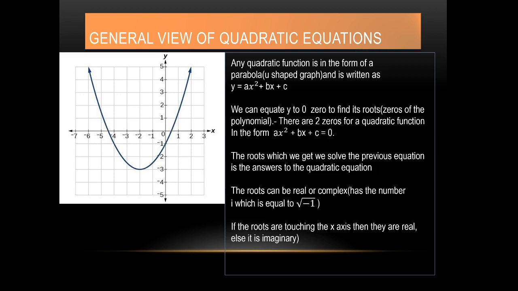For example, if we take another graph that doesn't touch the x-axis, like this, then it has no real roots. It has only complex roots. Complex numbers are numbers which have this number i, where i is equal to the square root of minus 1. So the graphs which do not touch the x-axis will have complex roots.